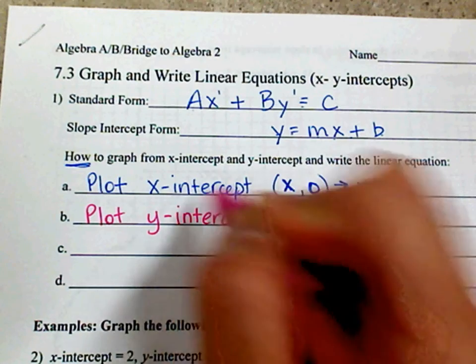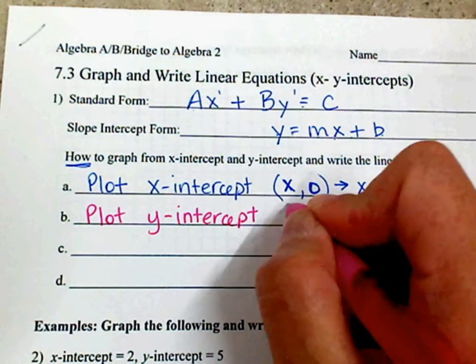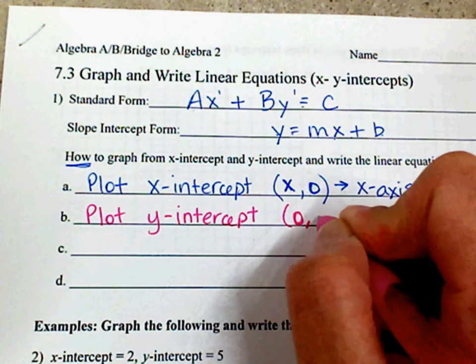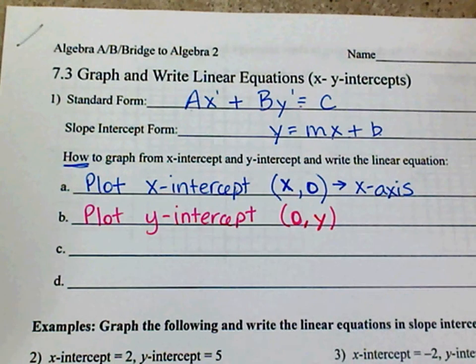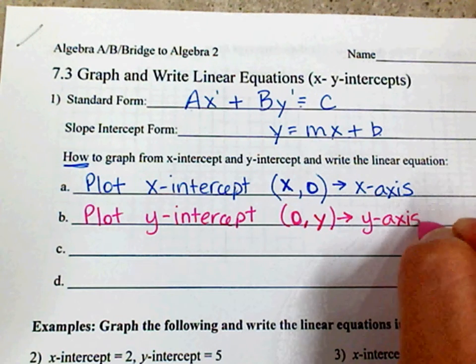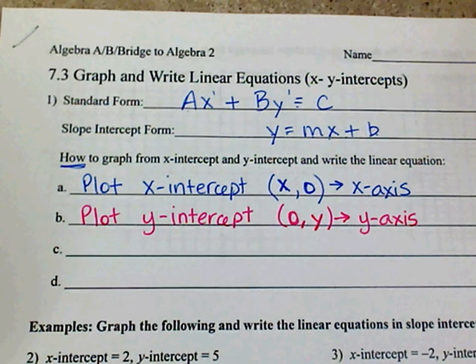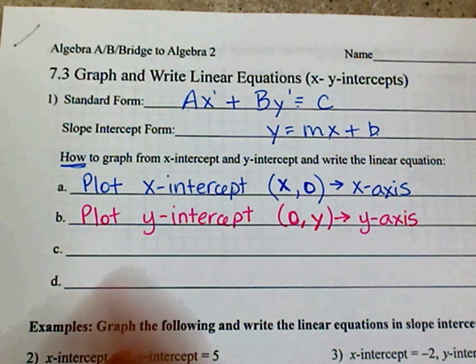B, you're going to plot the y-intercept. Intercept means it crosses. You're going to plot the y-intercept, and your point's going to be (0, y). It is always (0, y), and you graph it on the y-axis. So plot the x-intercept, plot the y-intercept, and then we're going to take it from there.